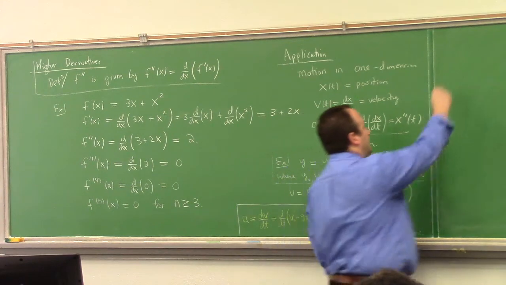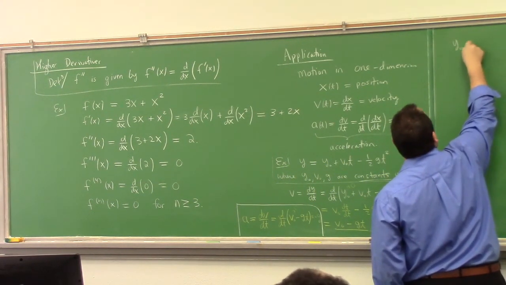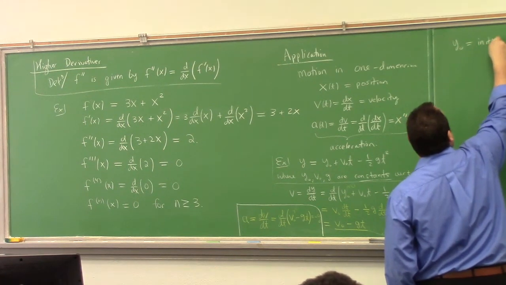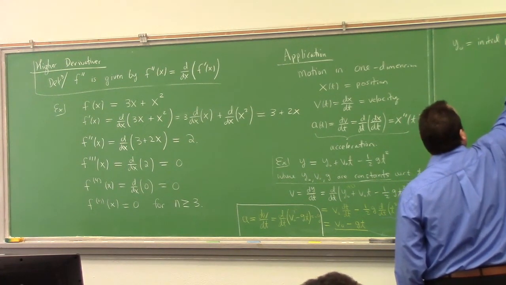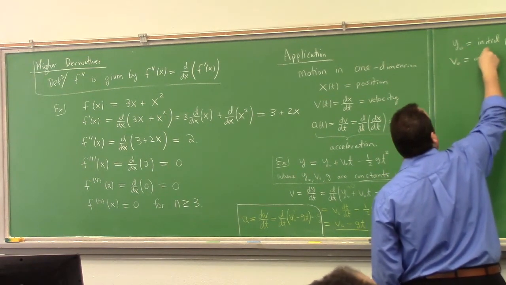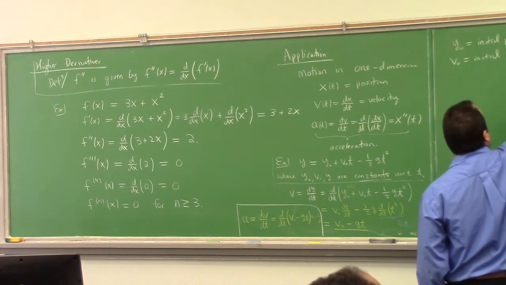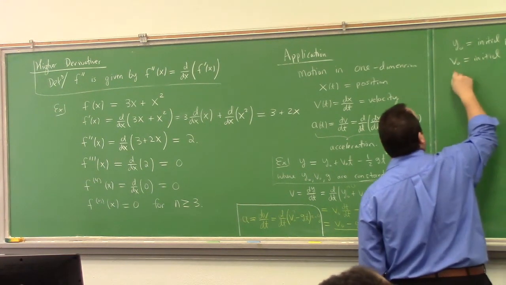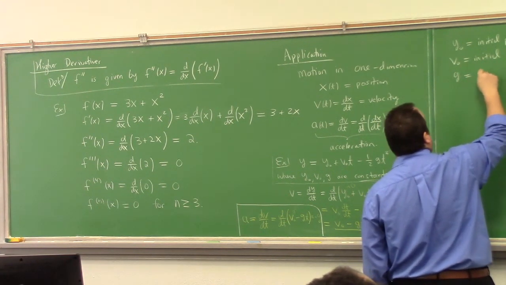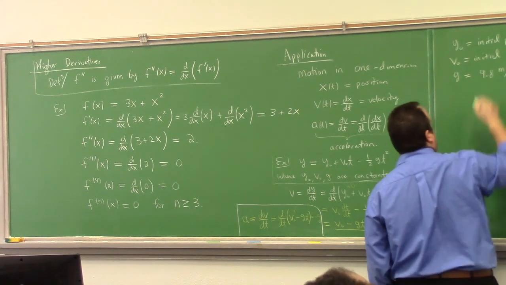Here, y naught is the initial position. V naught is the initial y velocity. And g in System International is about 9.8 meters per second squared, at least on Earth. That's the gravity, right?